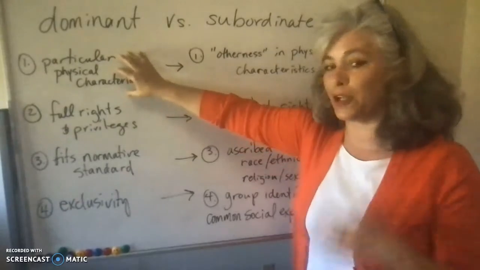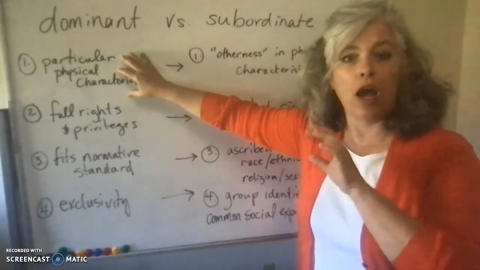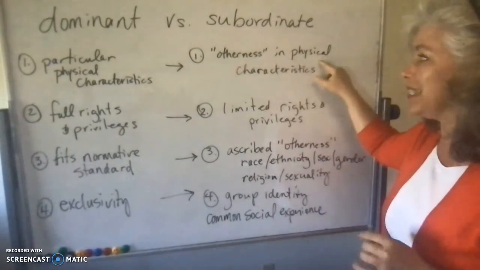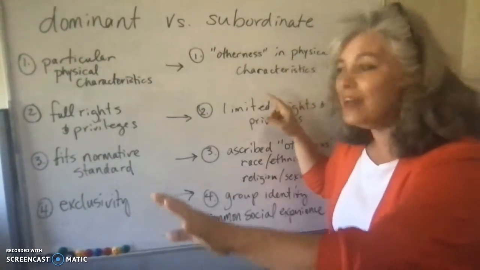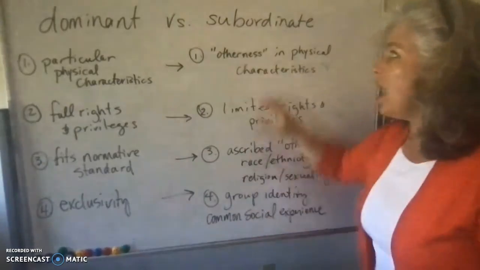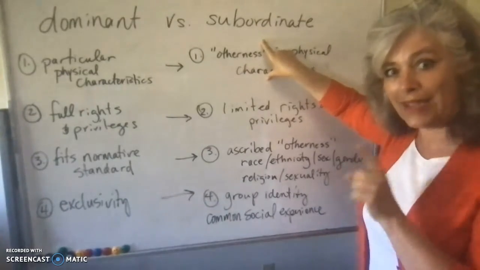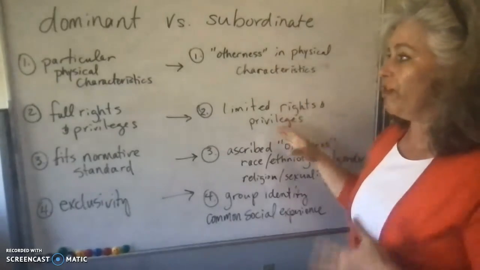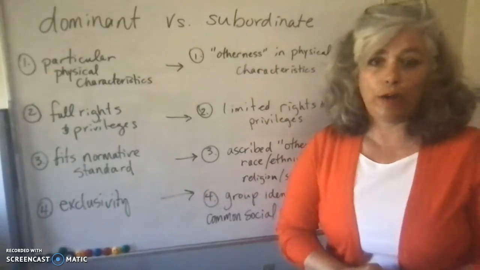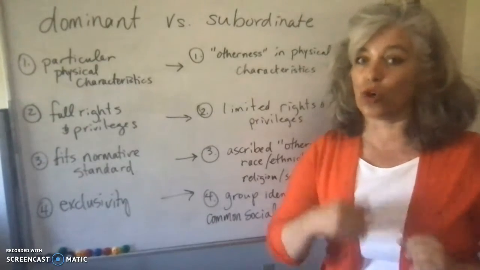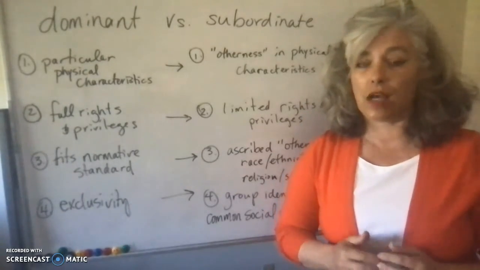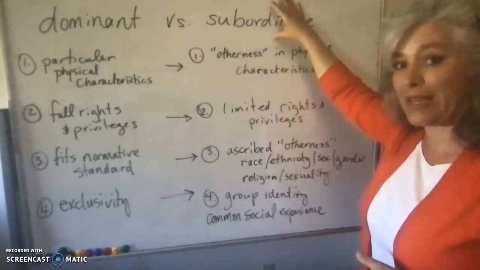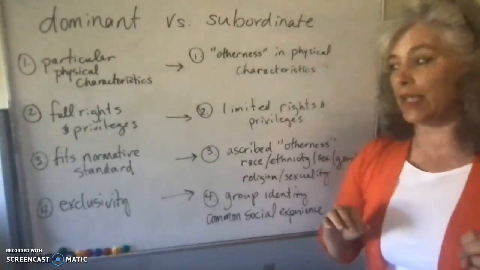There would be a certain particular set of physical characteristics that are typical of the dominant group. And if you had physical characteristics that were not descriptive of the dominant group, that would be one of the ways that you could be identified as subordinate in society. Physical characteristics could mean your sex category or your racial category. So these ascribed statuses could be part of your subordination or dominance in society.